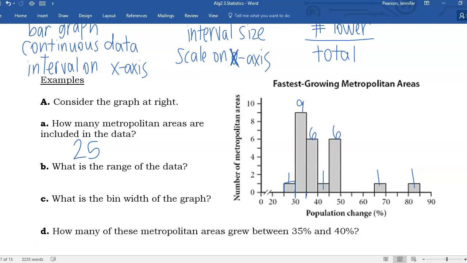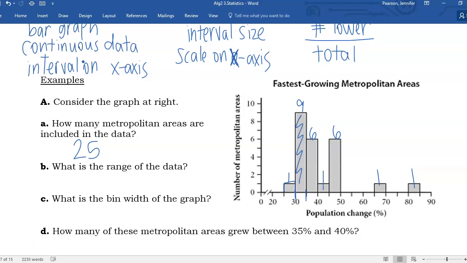Range. We talked about range before with measures of spread, I think, and that would be the maximum minus the minimum, okay? Now the problem with a histogram is you don't actually know the data. Like in this 9 tall bar, for example, I know that there are 9 that grew between 30 and 35, but I don't actually know what they grew. I don't know if they grew 31 or 33 or 32.6, right? I just know that they were somewhere between 30 and 35.